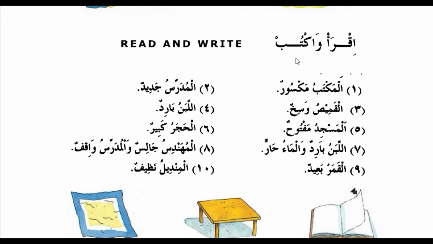اقرأ واكتب. So here we have more of nominal sentences. واحد، المكتب مكسور. The desk is broken. اثنان، المدرس جديد. The teacher is new. ثلاثة، القميص وسخ. The shirt is dirty. أربعة، اللبن بارد. The milk is cold.